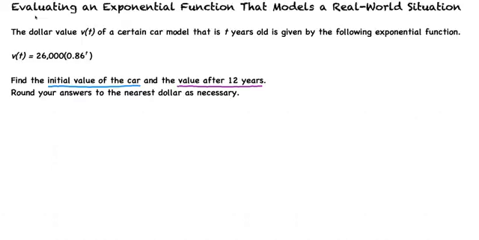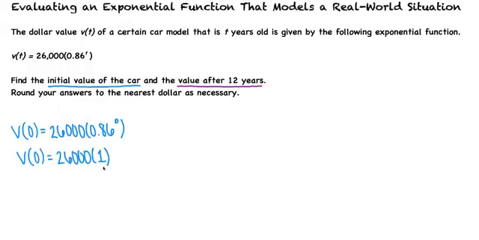Exactly. We know the input that will give us the initial value of the car, so let's plug our input in and solve for the answer. When we plug 0 in for t, we get V(0) equals 26,000 times 0.86 raised to the 0. Any number raised to the 0 power is equal to 1, so we can simplify this to V(0) equals 26,000 times 1. Since V(t) represents the dollar value of a certain car model, we know that the initial value of the car is $26,000.